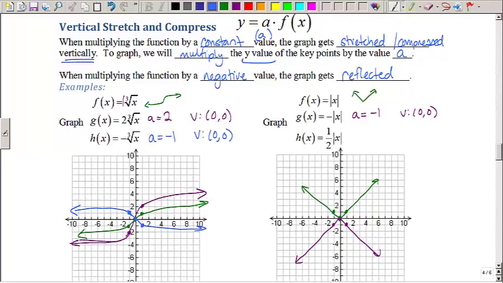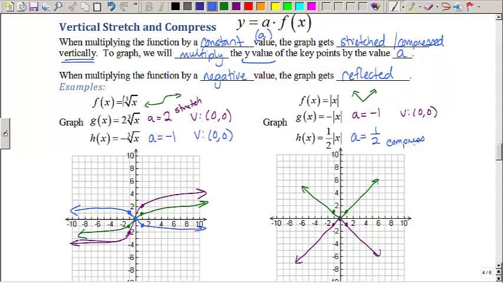h of x equals 1/2 times the absolute value of x. Notice I have an a of 1/2 because 1/2 is being multiplied. I still have my parent function of absolute value, but all my y values are going to be multiplied by 1/2. This is what we call a compression. Instead of a stretch, g of x equals 2 times the cube root of x was a stretch because 2 is greater than 1. Because in this case, 1/2 is less than 1, yet still positive, we have a compression, meaning it's getting closer to the x-axis.